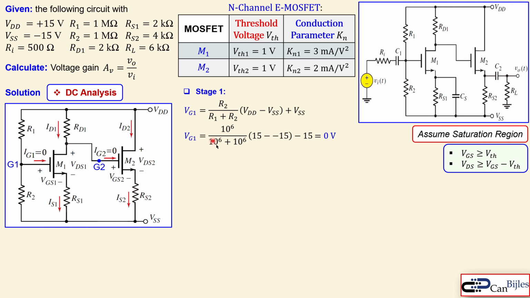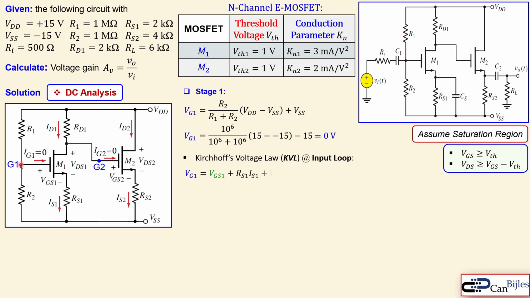Why? Because this is half. It's 30, so 0.5 times 30 is 15. Minus 15 is exactly 0, so the gate 1 node will be at 0 volts. So it is effectively grounded at DC. Now we also have the Kirchhoff voltage law at the input, so we can apply it here at this input, looking of course at stage 1.